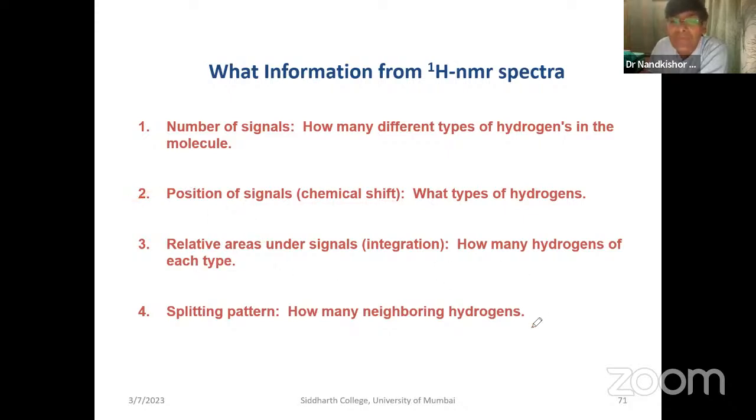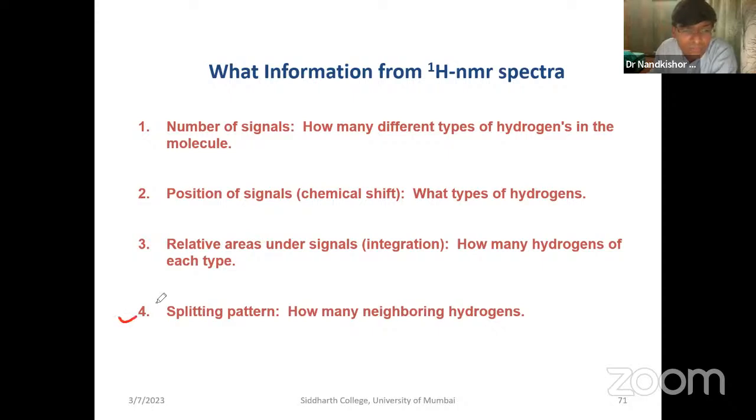Third one, the relative area under the signals. That means if we have a peak over here, how much is the area under this peak? Some of the peaks are short, some of the peaks are tall. That height of the signal, which we call the integral height, gives you the quantitative measure of the hydrogens, how many hydrogens are there, whether there are 3 hydrogens, 6 hydrogens, or 9 hydrogens. That quantitative measure is easily understood with the help of the relative area under the signals. So how long that signal is.